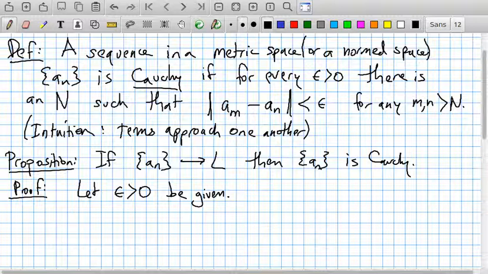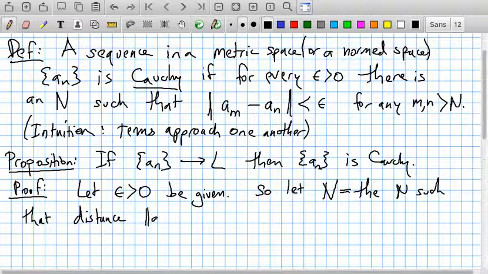And what we should do is we should try to find an N. So let capital N be the n such that the distance between a_n minus L is less than epsilon over 2 for all n greater than N. Why did I use the epsilon over 2?